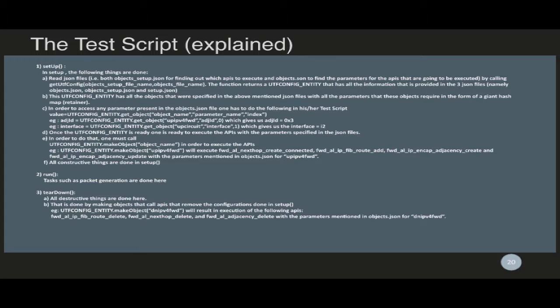So in this case, in tear down, we are trying to run down IPv4 forward. We are trying to make that object down IPv4 forward, which will execute the following APIs, which are basically IP route delete, next hop delete, and adjacency delete, with the parameters mentioned in objects.json for down IPv4 forward.